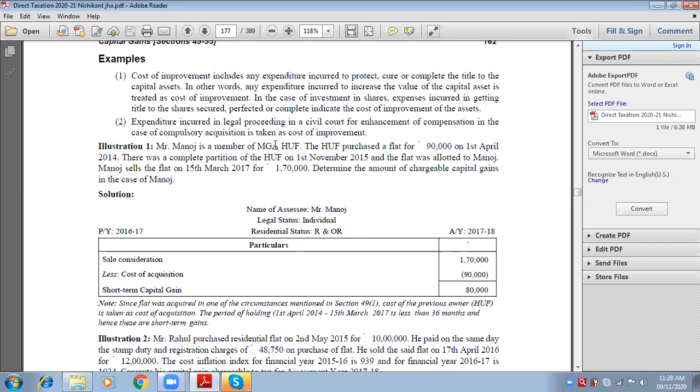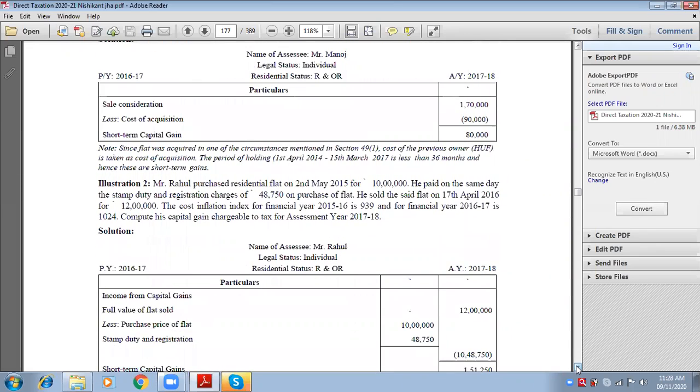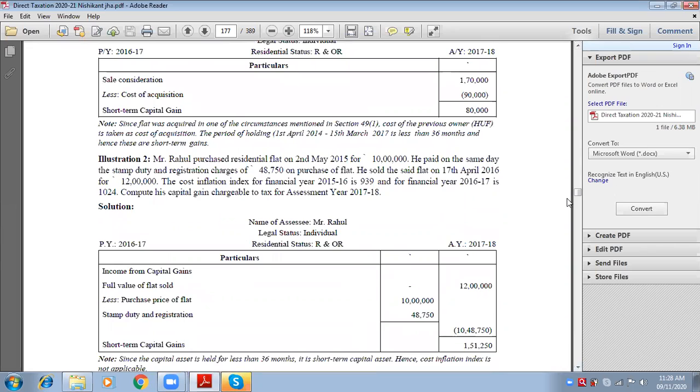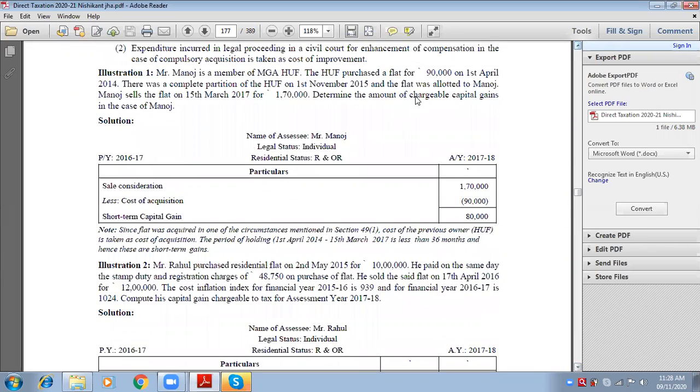That's it. See how easy the sum is. It comes for 5 marks. See how easy it is to score 5 marks. Isn't it easy? Yes, ma'am. Yes. So next question. Look at the next question.